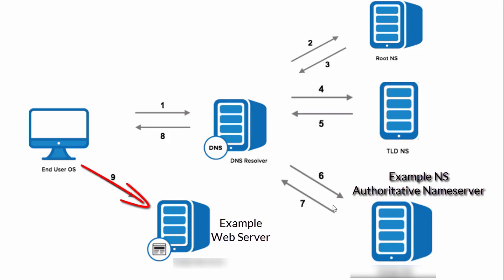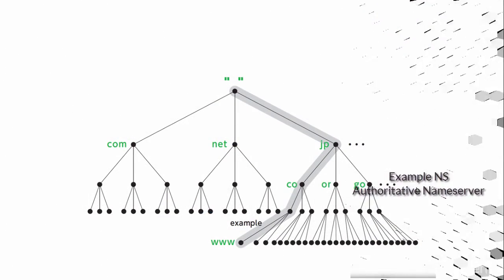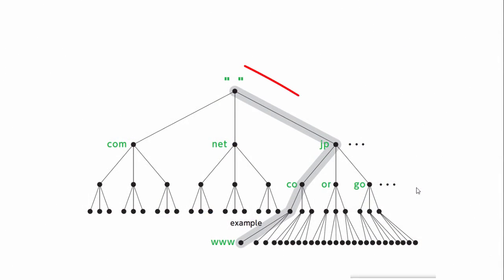So this is how the domain name system works. This is the hierarchical representation of the domain name system, and this is the path to reach www.example.co.jp.